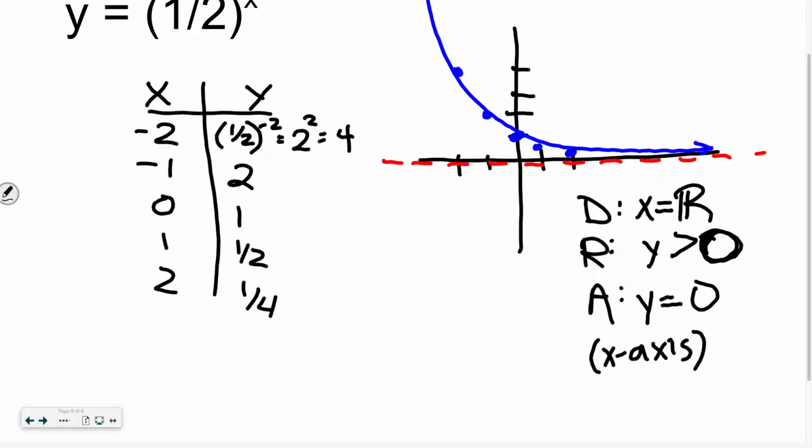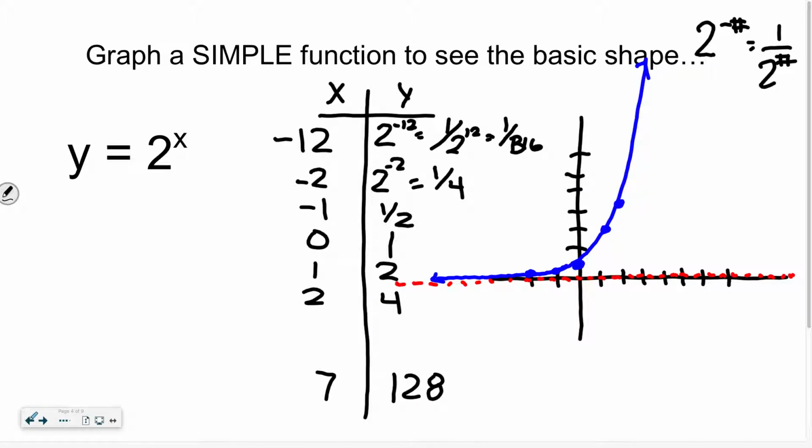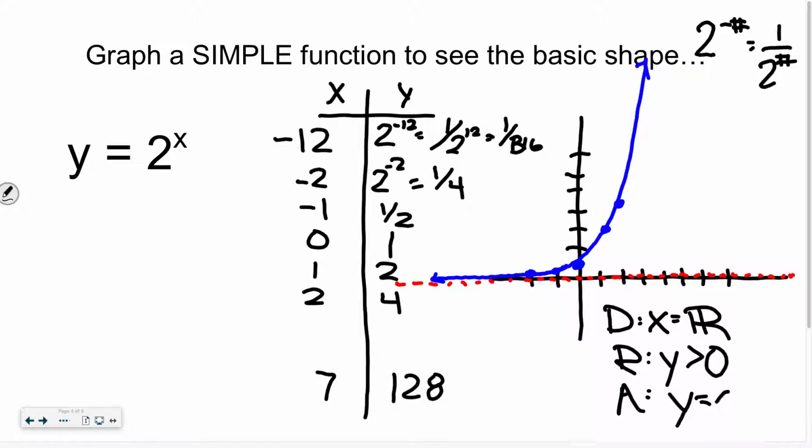Okay, now, if I go back to my growth graph, what would you say for domain, range, and asymptote? All real numbers for domain. Range will be y is greater than 0. Y equals 0. So it's the same for all? So yeah, until we start shifting things, it will always be true.